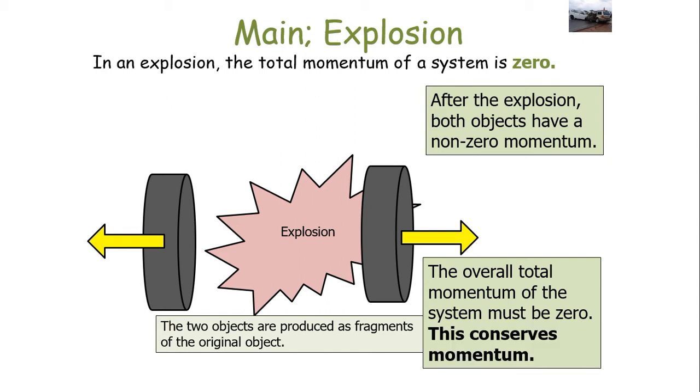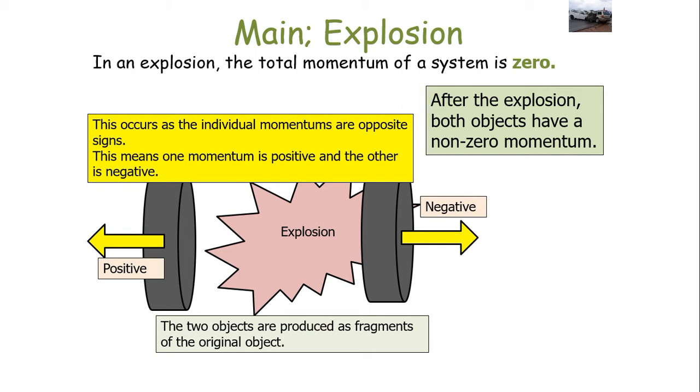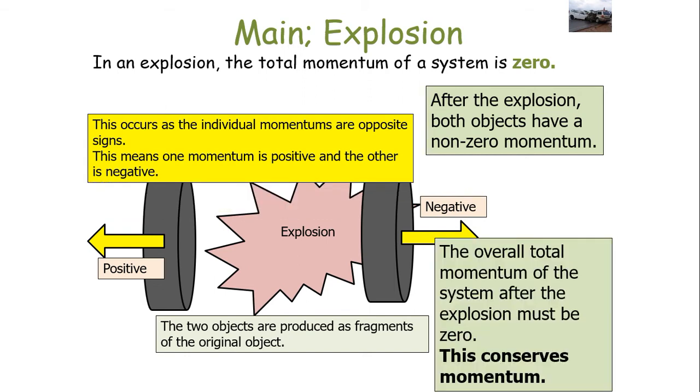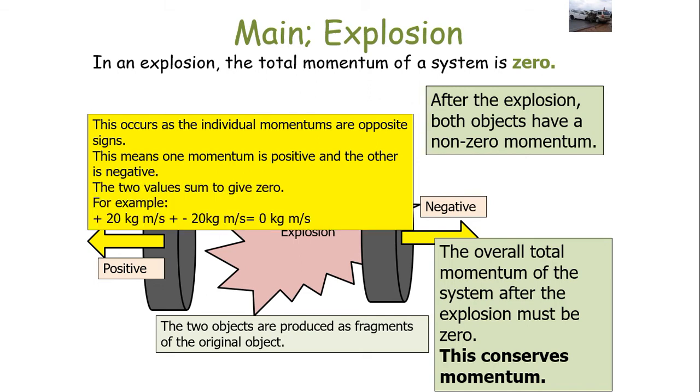So how does that work, to conserve momentum? Well, this works as the individual momentums of the fragments must have opposite signs. One has a positive sign, one has a negative sign. This occurs because the 2 fragments are moving in opposite directions, and we denote opposite directions in physics by having one have a negative sign. So therefore, when we add these 2 values together, they will add up to equal 0, so we'll conserve our momentum. So the 2 values will sum. So for example, plus 20 kilogram meters per second plus minus 20 kilogram meters per second equals 0 kilogram meters per second.